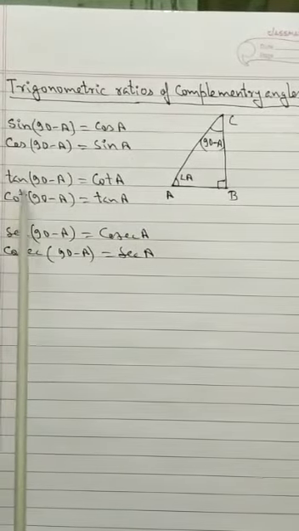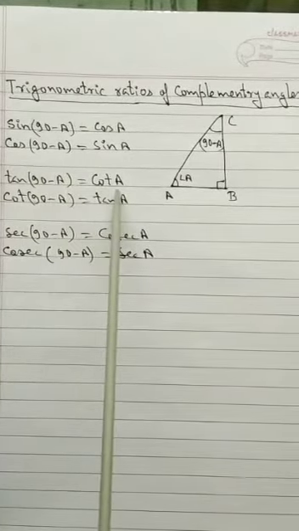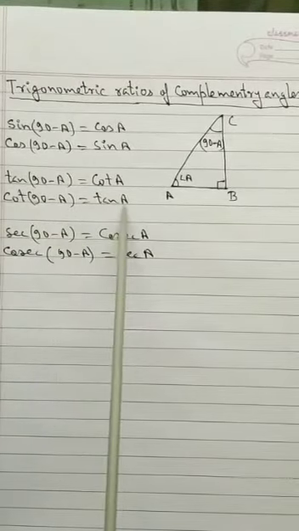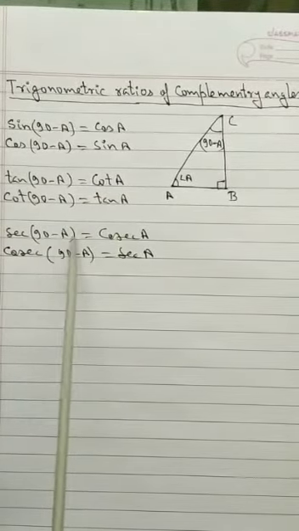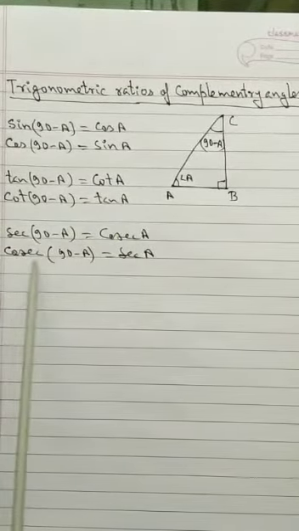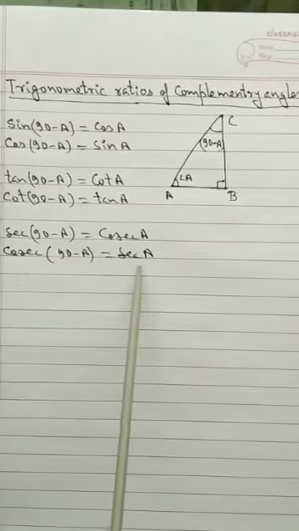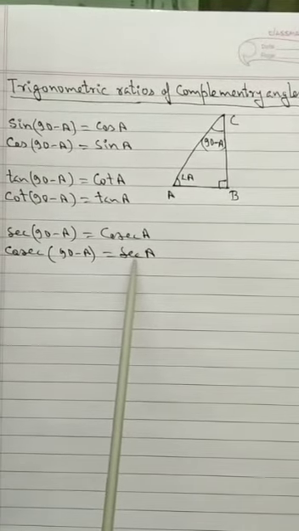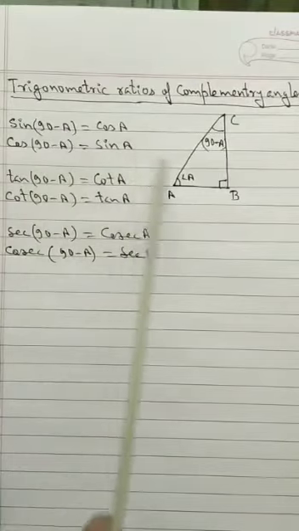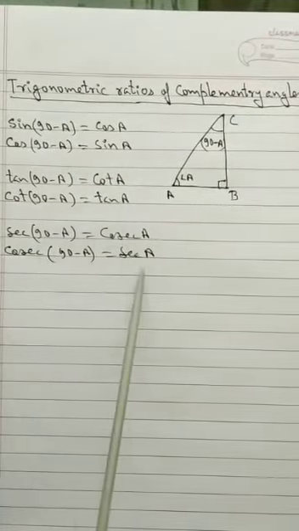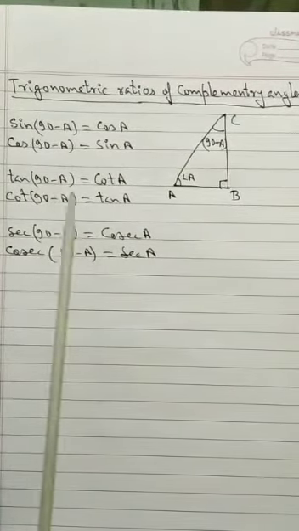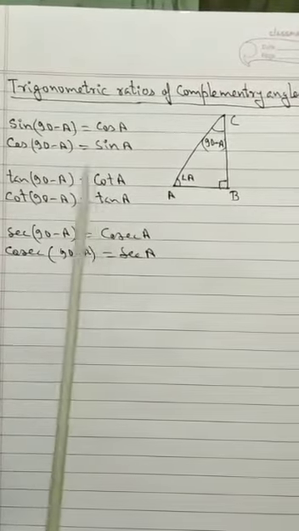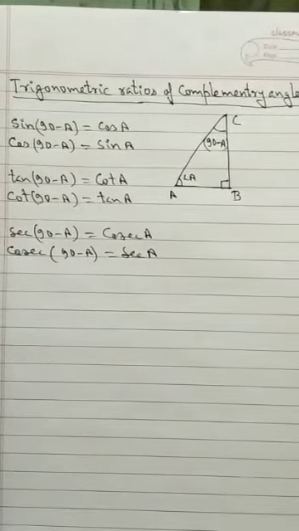Similarly, we can write tan 90 minus A is equal to cot A, cot 90 minus A is equal to tan A, sec 90 minus A is equal to cosec A, and cosec 90 minus A is equal to sec A. In this way, I have proved the complementary angle formulas. So a few questions you have to do on the basis of these formulas. Okay, thank you very much.